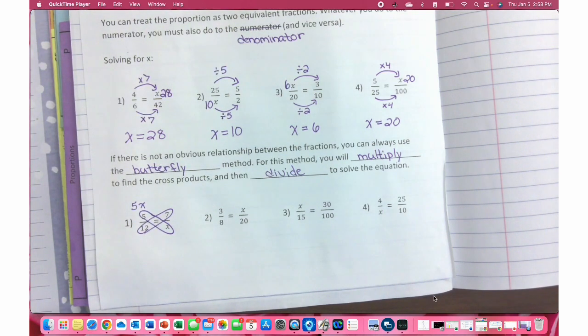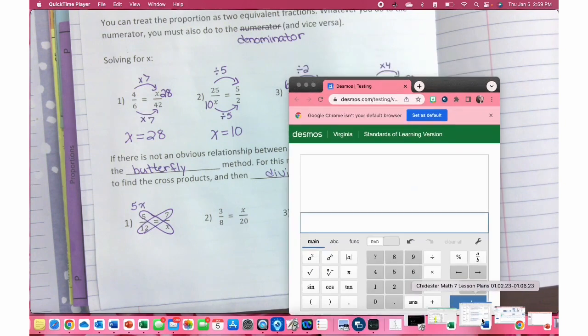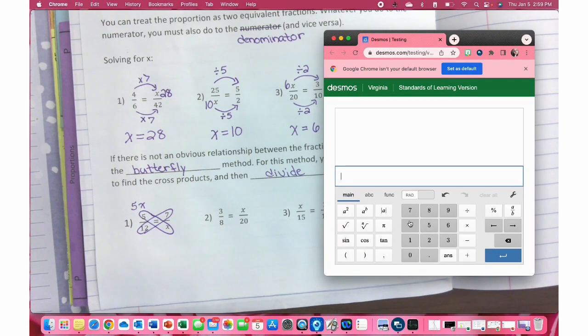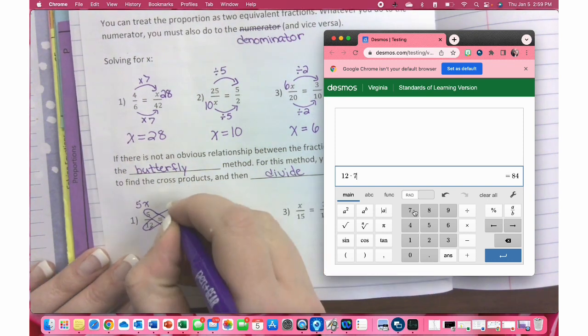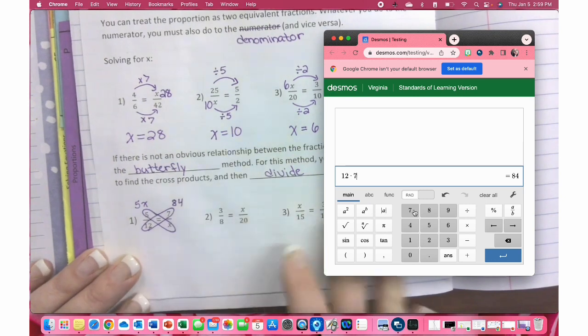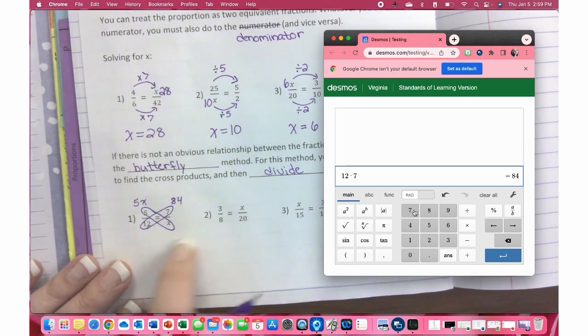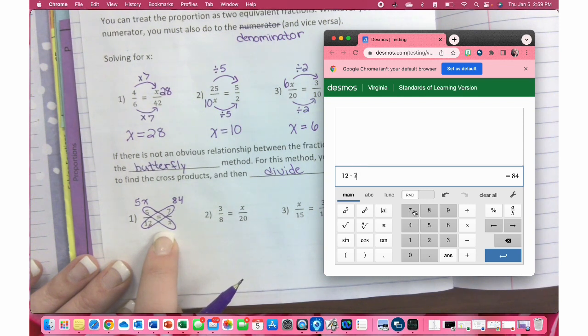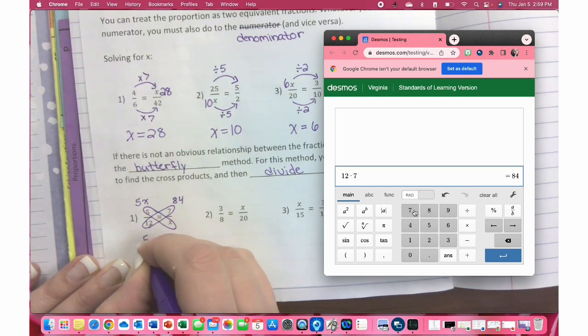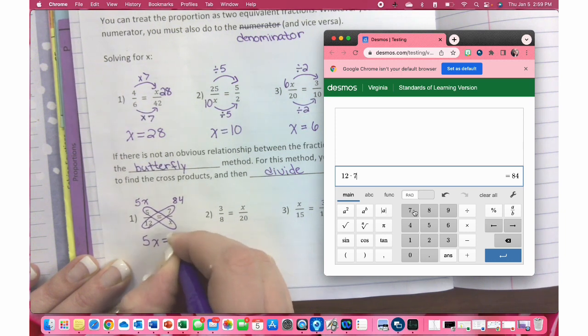So this is where you do have Desmos handy and available. You can just type in 12 times 7. That would give you 84. So 84 is my other cross product. Now, since this is a proportion, because I'm solving for x, that means that my cross products have to be equal. So that means 5x has to equal 84.